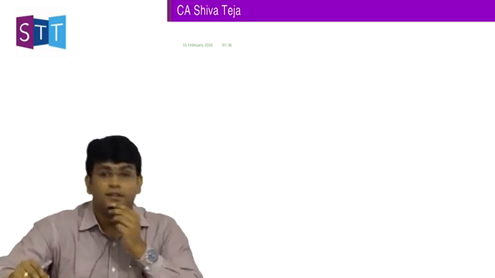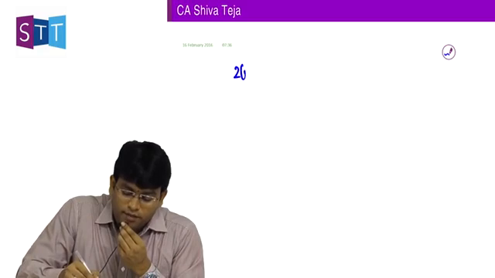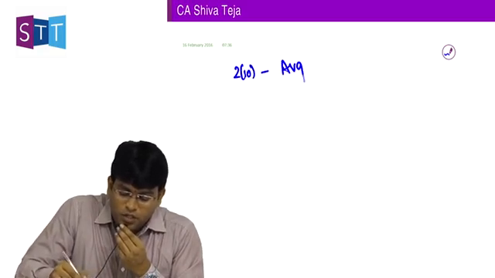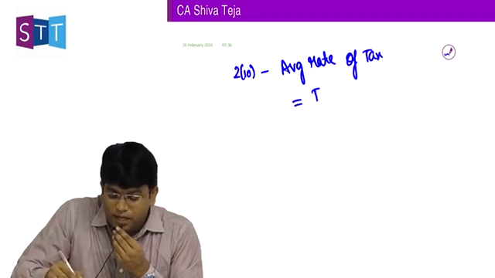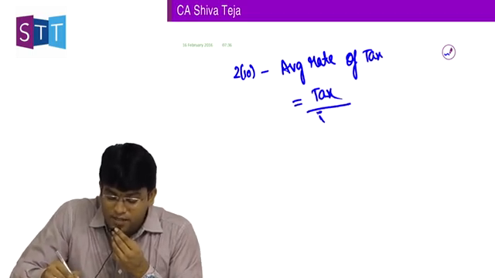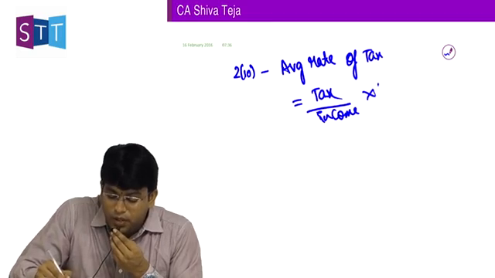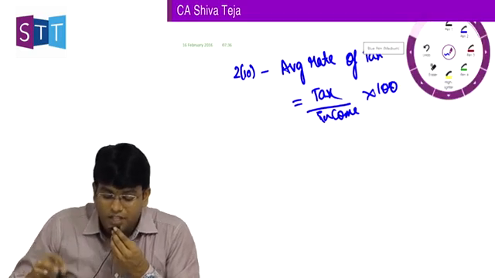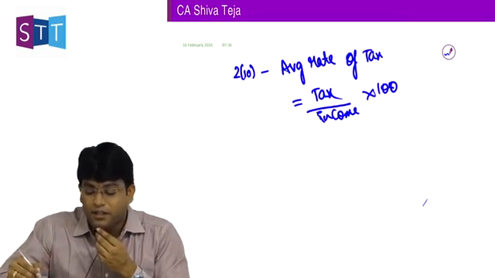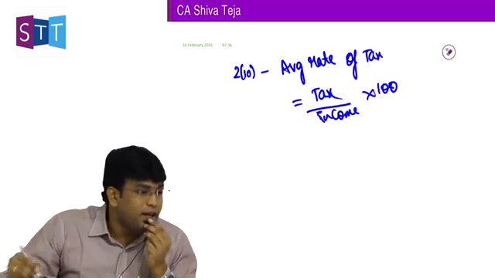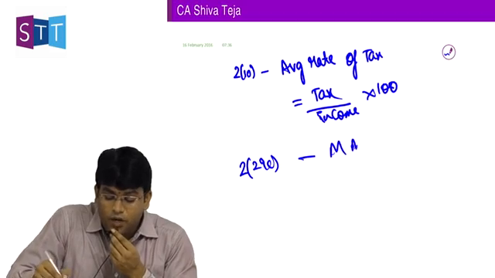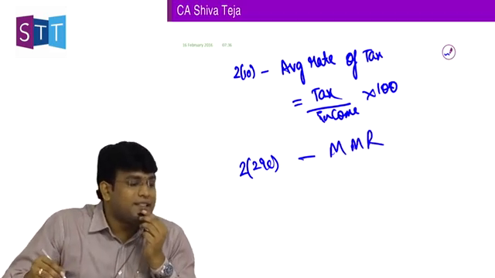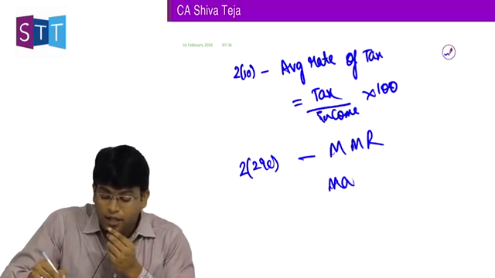Okay, guys? So, section 2(10), which talks about average rate of tax, which is very simple. It says average rate of tax means tax divided by income into 100. Otherwise, we are just trying to figure out what the average rate is. Correct, my dear friends? There is one more section named 2(29C), which talks about MMR, nothing but maximum marginal rate.